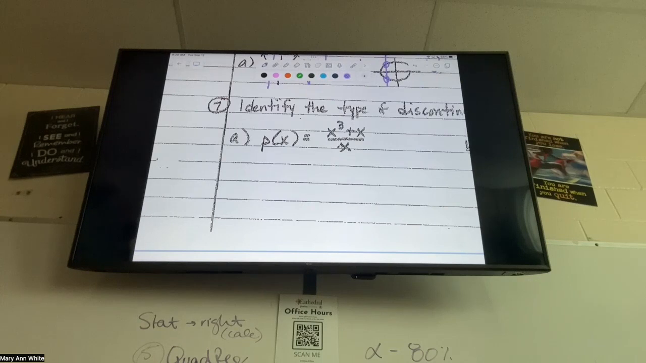Can we make this easier to look at? What can I take out of everything? An X, good, since there's an X on the bottom, I can take an X out of everything. So I get X squared plus 1. Oh, shoot, that's gonna be easy to graph, right? X squared plus 1, it's just a parabola. What does that plus 1 do to my graph? Brings it up 1, good. So let's go just do a little sketch of that graph.